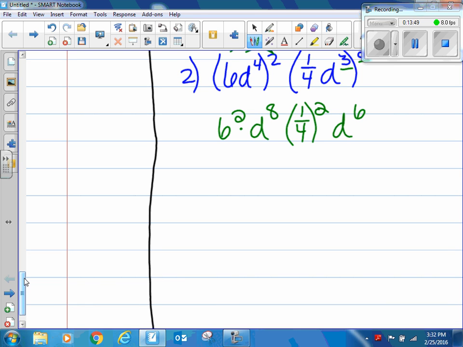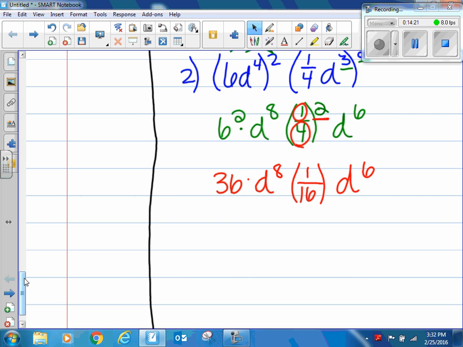6 squared, well, we know that 6 squared is 36. I have d to the 8th. Now I have a fraction, but do not be scared because squaring a fraction is easy. You just have to square the numerator and square the denominator. So I have 1 squared is 1. 4 squared is 16. So my fraction 1/4 squared becomes 1/16. And then I have d to the 6th. We're getting there. We're getting closer.